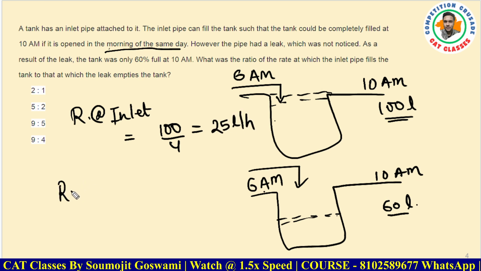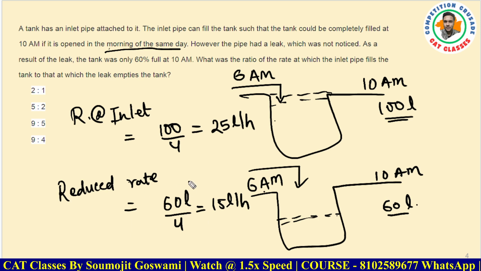Now the reduced rate due to the leak will be 60 liters by 4 hours, 15 liters per hour. Now please remember, this is not the rate of the leak, this is the reduced rate due to the leak. So the rate of the leak will be 25 minus 15. I hope that makes sense, because this is due to the leak. So the rate of the leak will be 10 liters per hour.